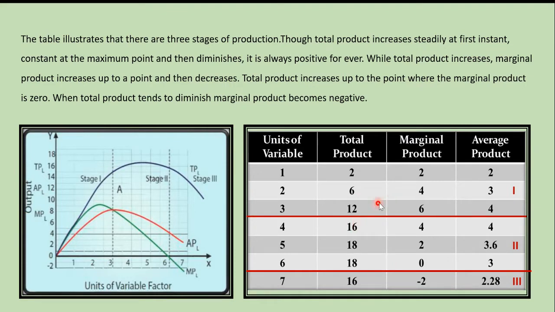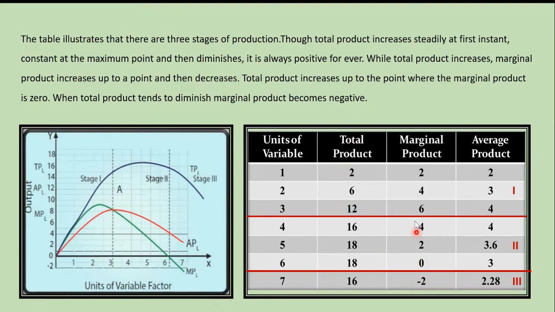Now look at this. When the total product increases to 6, 12, 16, 18, 18, the marginal product increases up to a point and then decreases. Look at the second column, the marginal product. Marginal product is also increasing, 2, 4, 6. Then it reaches a maximum, then it starts to diminish. It goes till 0, then it becomes negative. So the marginal product increases, decreases, reaches 0, then becomes negative. When the total product increases, marginal product increases up to a point and then decreases. Total product increases up to the point where the marginal product is 0.